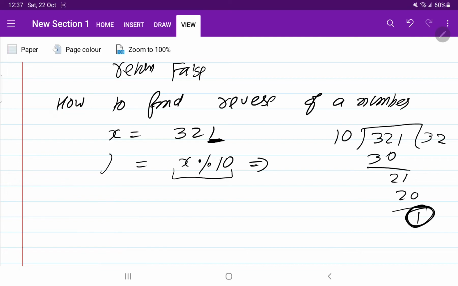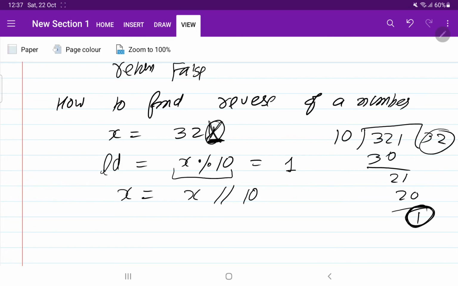So let's say what I will do, I will take a variable last digit, and here it will be equal to x percentage of 10, and here we are going to get the value 1. Okay, so we got the last digit. Now that we have the last digit, there is no use of it. So how will we remove the last digit? By dividing the element by 10.